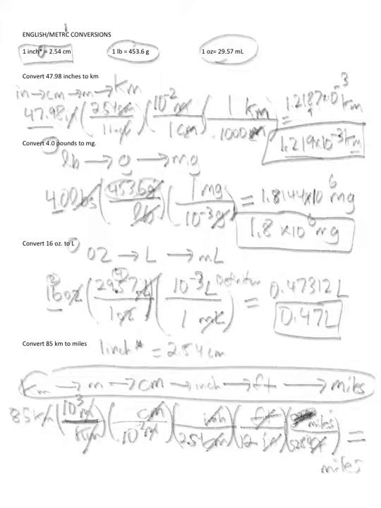85 times 1 times 10 to the third divided by 1 times 10 to the negative 2 divided by 2.54 divided by 12 divided by 5,280, and that would give me 52.817 miles.